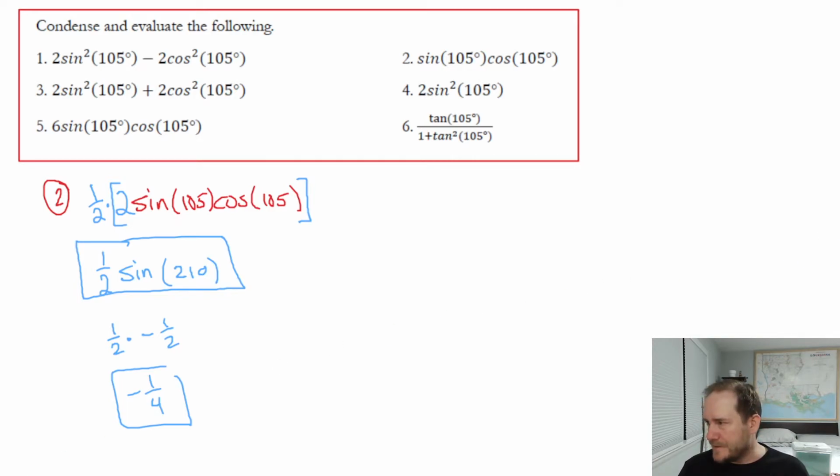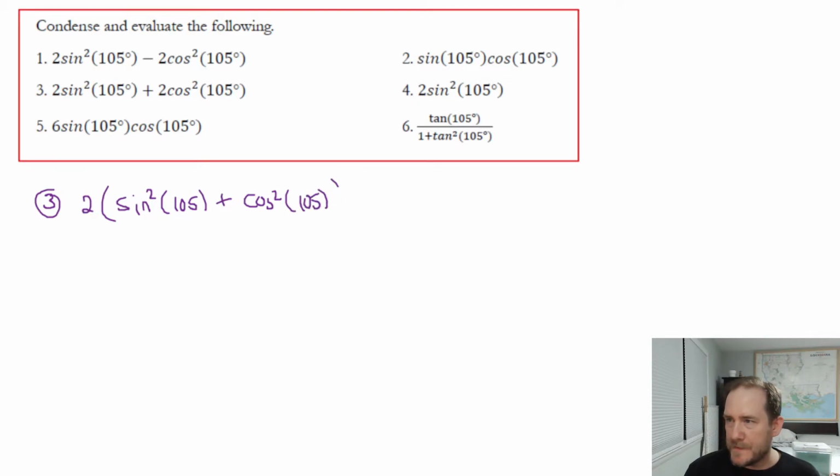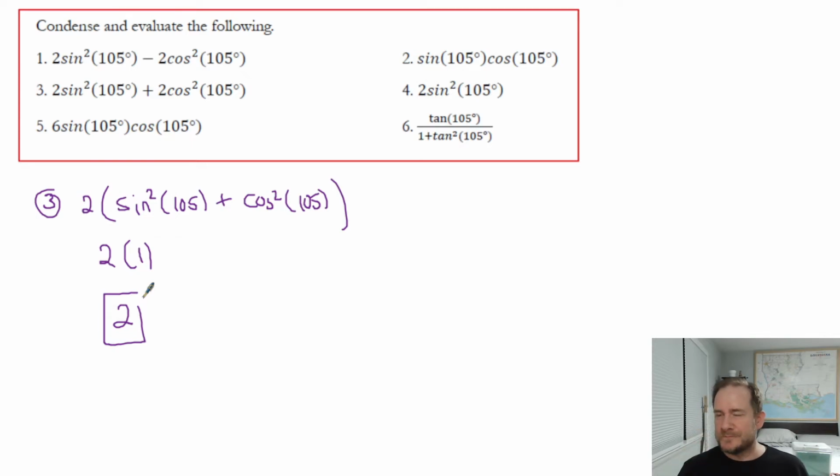And then 3 I wouldn't bother doing, because 3 is almost literally identical. You know what? We better do 3. You factor out a 2. And then you're left with sine squared of 105 plus cosine squared 105. And so as long as these angle measures are the same, this is sine squared plus cosine squared. That's a 1, no matter what these angles are, as long as they're the same angle. So this is a 2 times a 1. That's just 2. So yeah, that's 3. We can do 4 now.